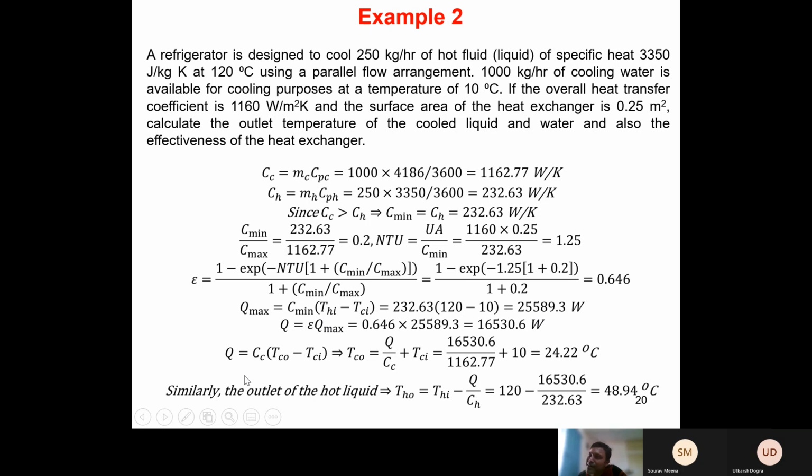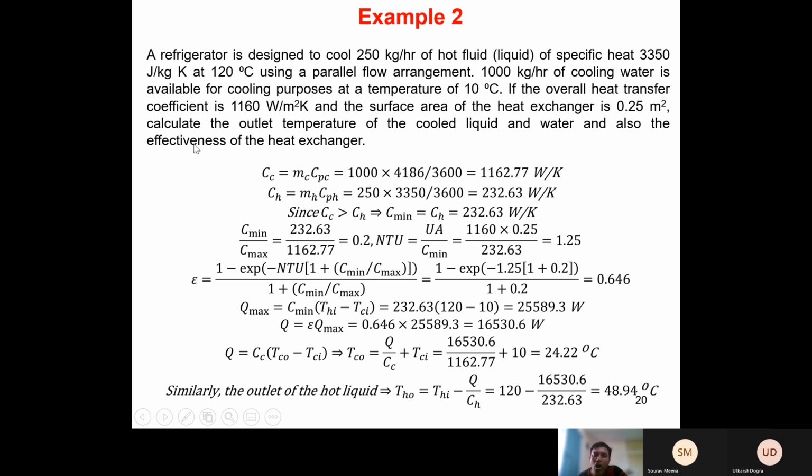Once I know the actual Q, I can use the equation for the sensible heat and I can calculate the outlet temperature. So Q is given as Cc, TCO minus TCI. Cc we already know, Cc is this. We can put all the values and we can calculate TCO. TCO comes out to be 24.22 degrees Celsius. So outlet temperature of the cold fluid, outlet temperature of the water will be 24.22 degrees Celsius. The inlet is 10 degrees Celsius.